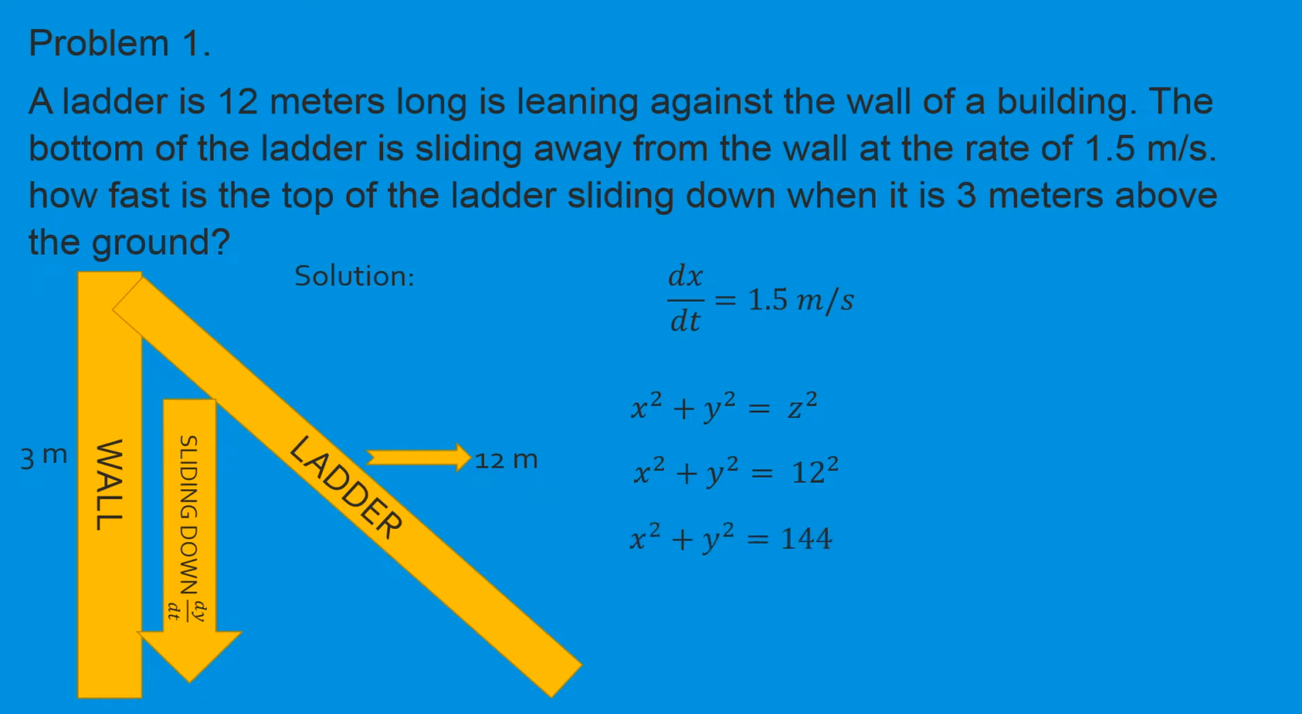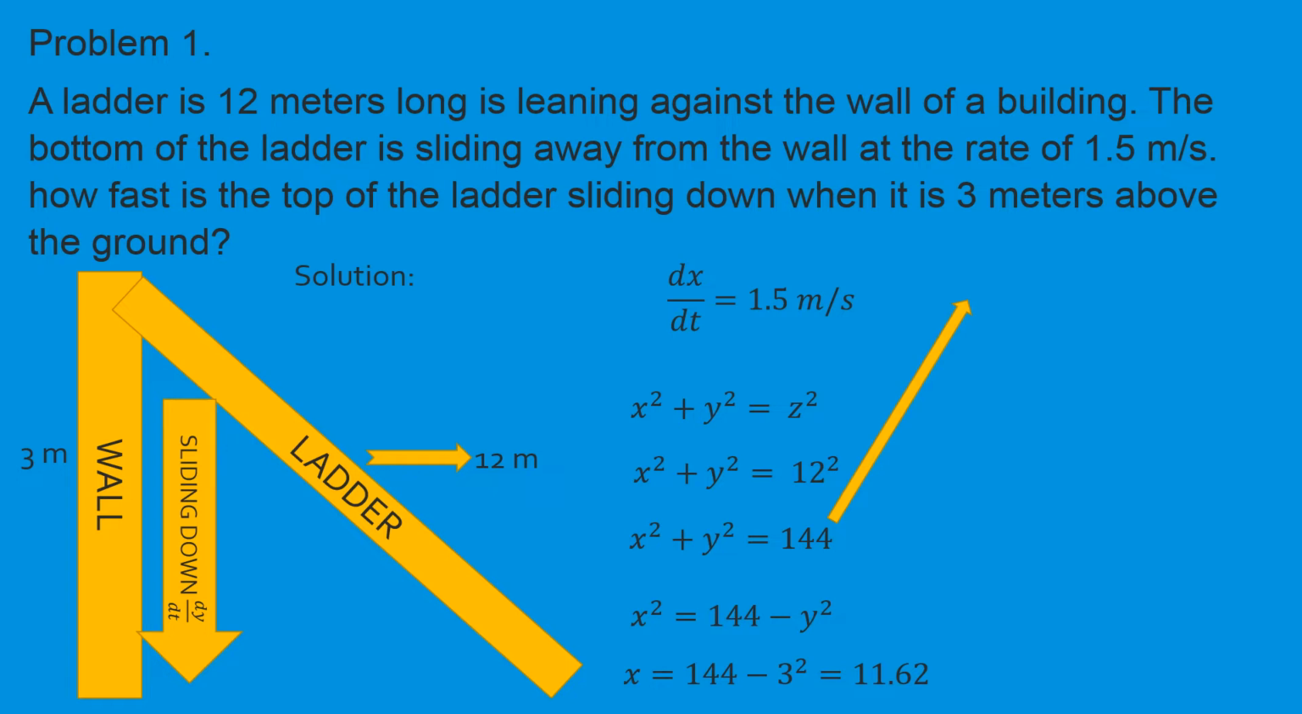Or x squared plus y squared is equal to 144, because 12 to the power of 2 is 144. Then we can now solve for x because we know that the value of y is given, which is 3 meters. So x is equal to the square root of 144 minus 3 squared. I forgot the square root, but there must be a square root of 144 minus 3 squared. So the result would be 11.62.